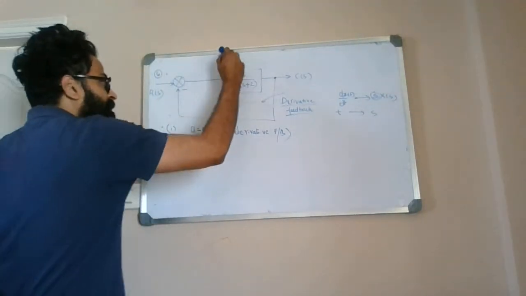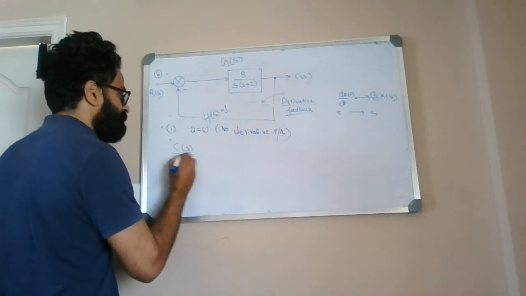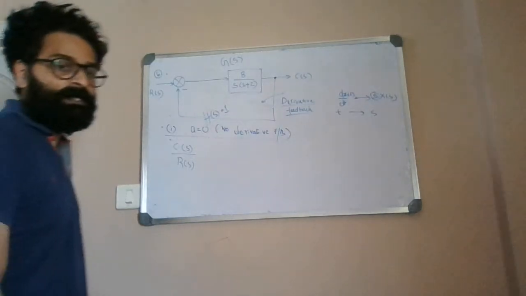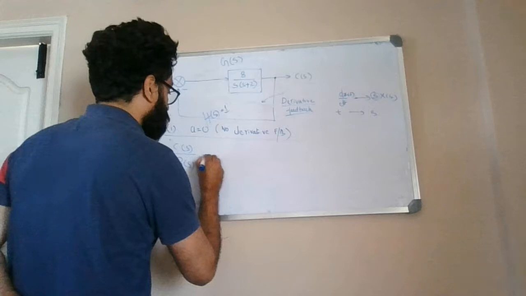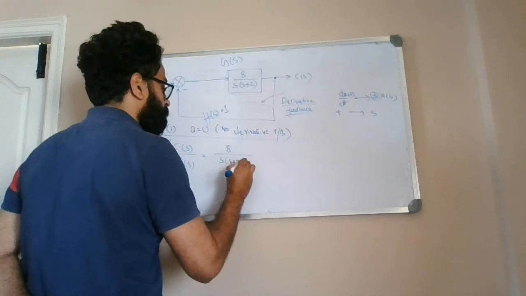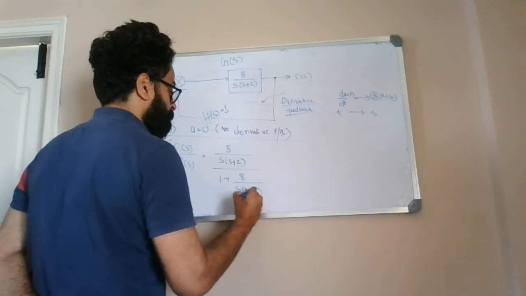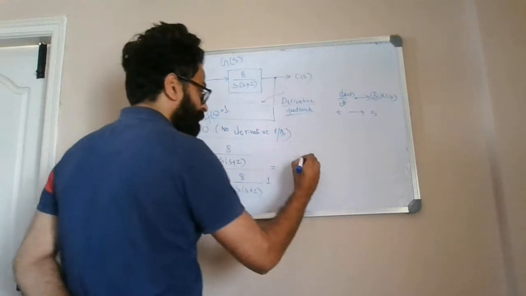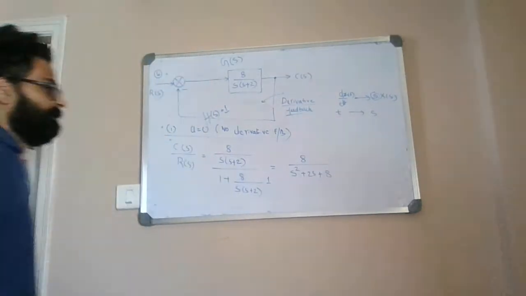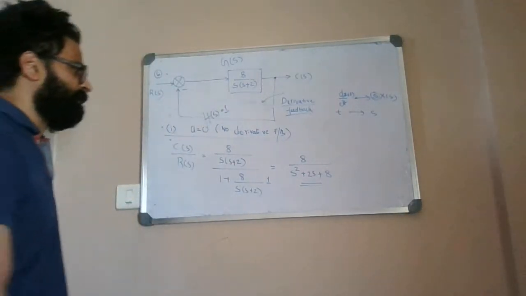All right. Now what you have is a plain G of s with H of s equal to 1, unity feedback control. So you try to find C of s by R of s. Remember, this is for a is equal to 0, that is, in the absence of derivative feedback control. So C of s by R of s is equal to G divided by 1 plus G into 1. When you simplify, you will get 8 divided by s square plus 2s plus 8. So this is your closed loop transfer function in the absence of derivative feedback. Okay.